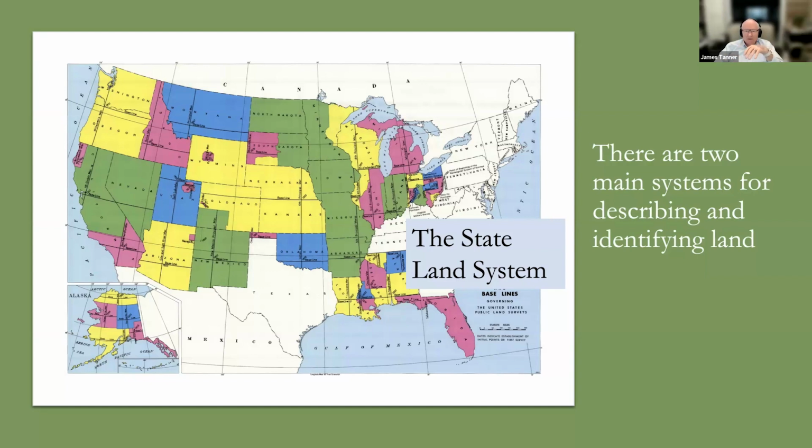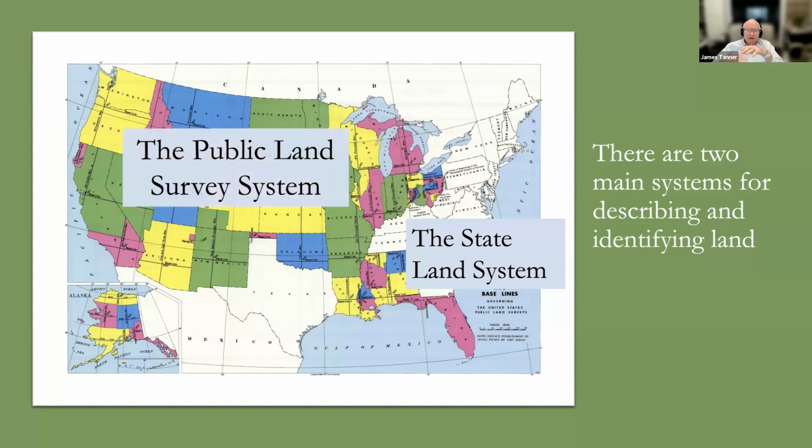The second big division is over here, and it's the rest of the United States. So you think of the former colonies as the state land system, and the rest of the country, with the bright colored different areas there on the map, as the public land survey system. Each one of those colors indicates a different started survey. In other words, a survey started where the little line crosses come in.